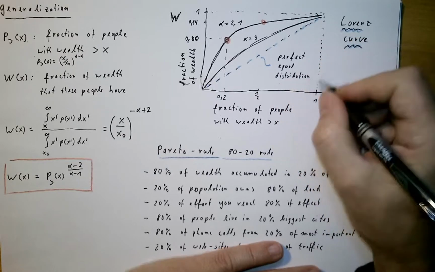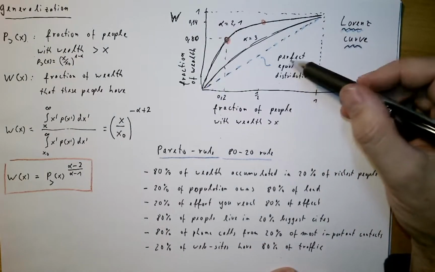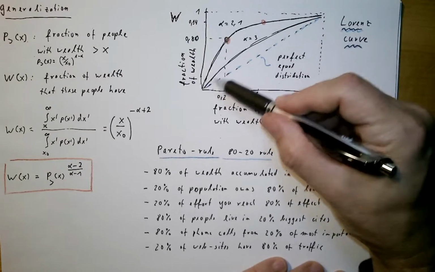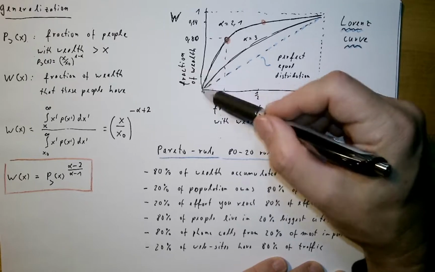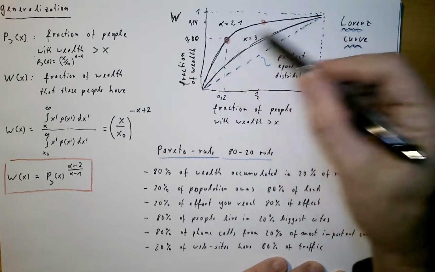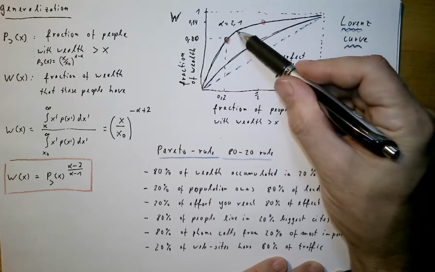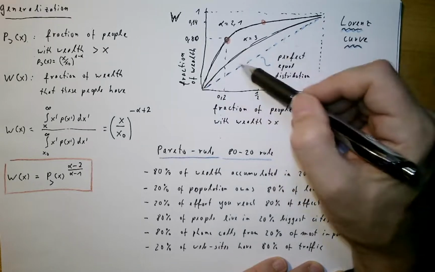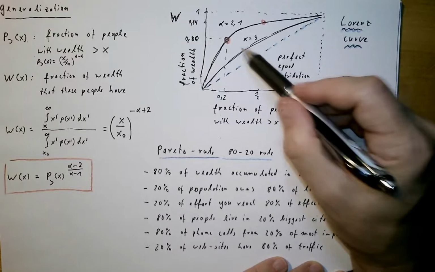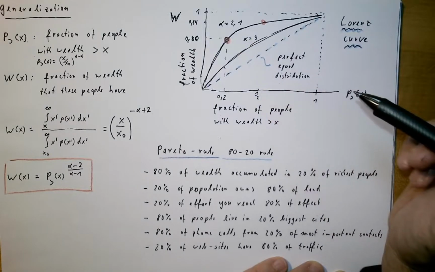So in some sense, or in some communist sense, this would be the perfect world. Everybody has exactly the same. And the deviations from the diagonal in the Lorenz curve always go up from this blue line. So the more our Lorenz curve deviates from the blue line, the more unequal our distribution is, and the more money or wealth is concentrated among the rich guys.